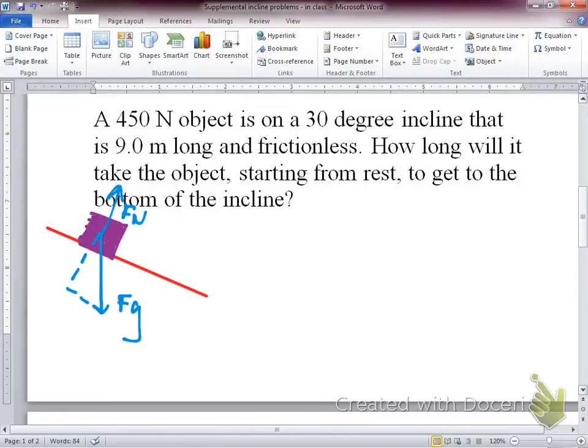Do we have any other forces acting here? No. Okay, because it says it's frictionless.